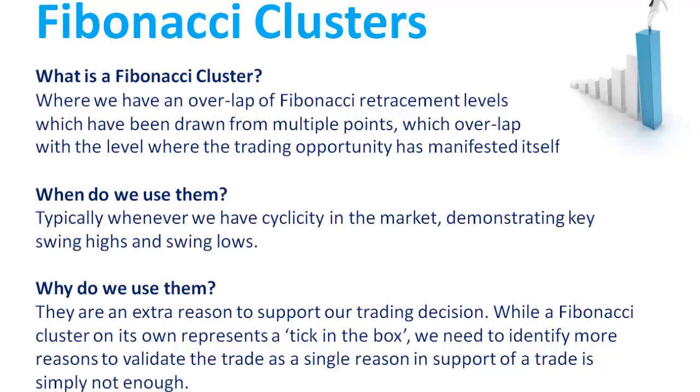Say, for example, we've got a very nice looking setup and it happens to be rejecting the 0.618 Fibonacci level. It would be a lot better if it was rejecting another Fibonacci level as well, drawn from a different point. Confused? Don't worry if you are. We'll give you plenty of demonstration time, and we'll do this right now.